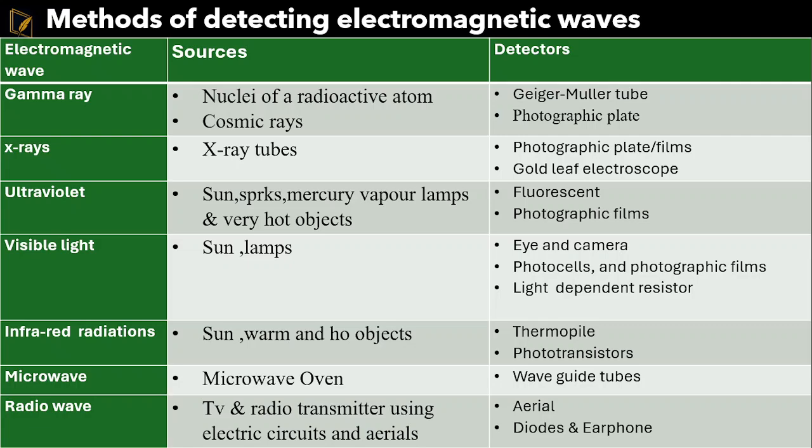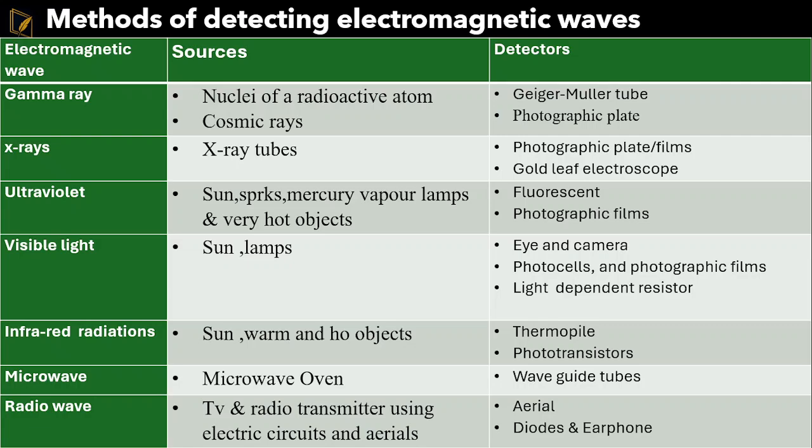Then you have the visible light. What are their sources? We have the sun and the lamps. Anything producing light produces visible light radiation. What are their detectors? We have the eye and the camera. We have photocells and photographic films. We also have the light dependent resistor, which changes resistance when the light reaching it varies. Then you have the infrared radiations, with the sources being the sun and warm and hot objects. What are their detectors? We have a thermopile and a phototransistor.